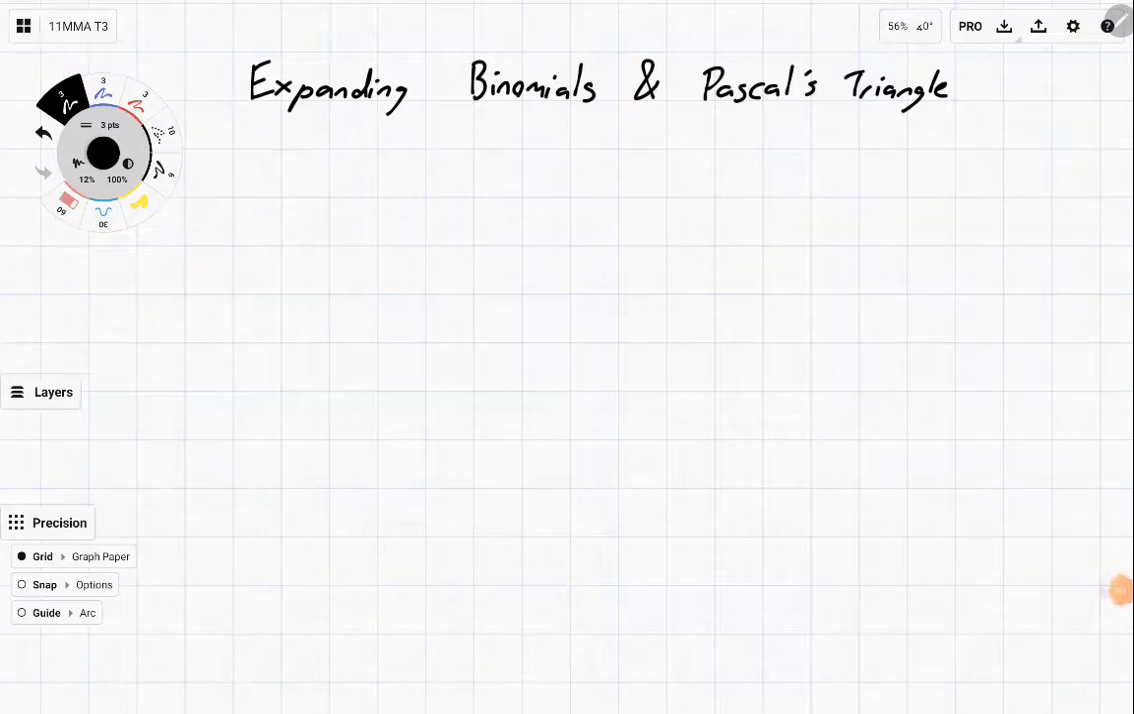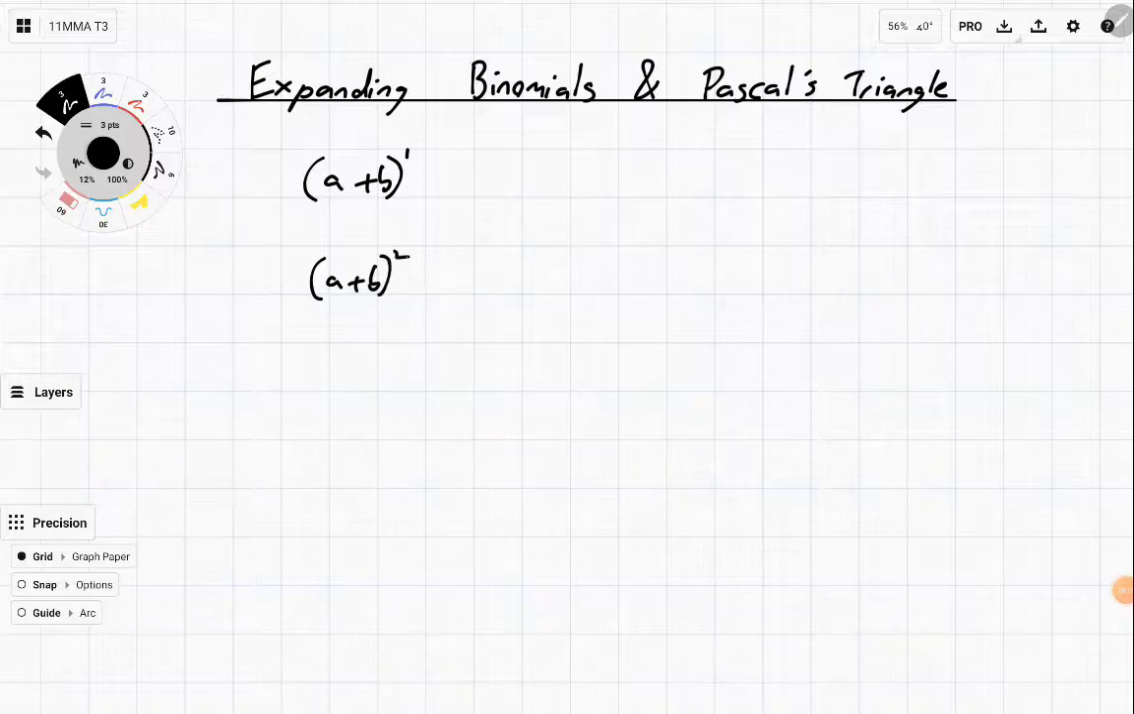Alrighty, so today we're going to have a quick investigation into expanding binomials and Pascal's triangle. So, in order to make this work, we're going to look at a plus b to the power of 1, a plus b to the power of 2, a plus b to the power of 3, and a plus b to the power of 4. And we're going to investigate what each of these look like once we expand all the brackets out to see if there's a quicker way of doing this.